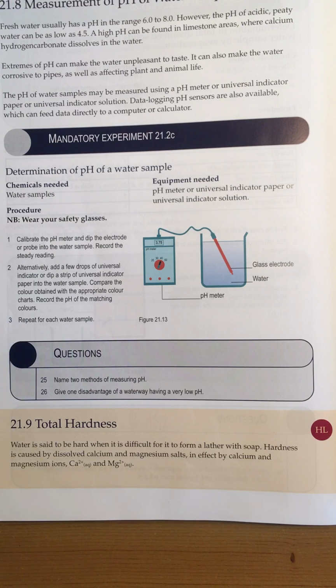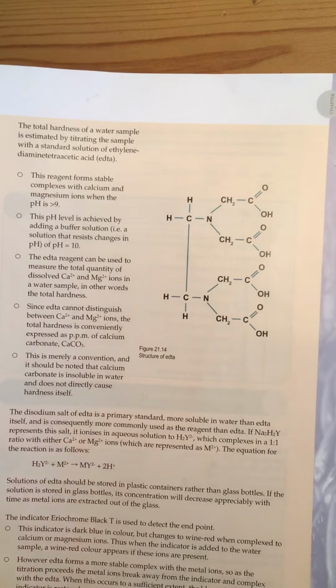So to start off with, this is taken from your book on page 460. Total hardness. Water is said to be hard when it is difficult for it to form a lather with soap. Hardness is caused by dissolved calcium and magnesium salts, in effect by calcium and magnesium ions. Now I'm just going to go to the next page, page 461.